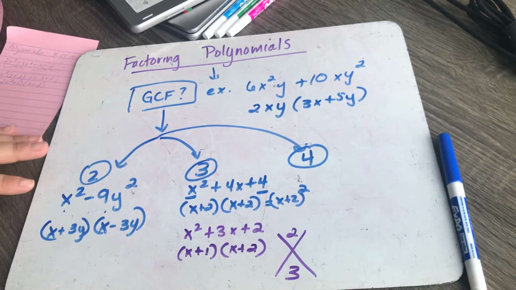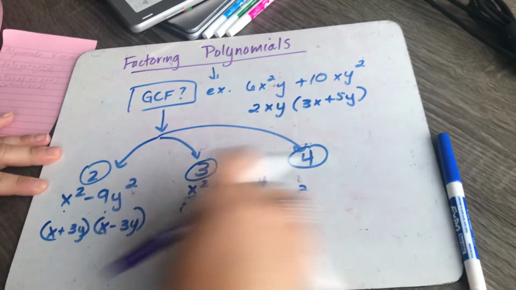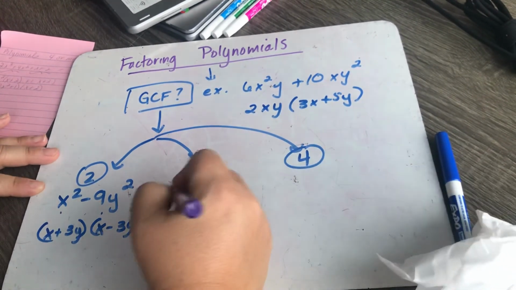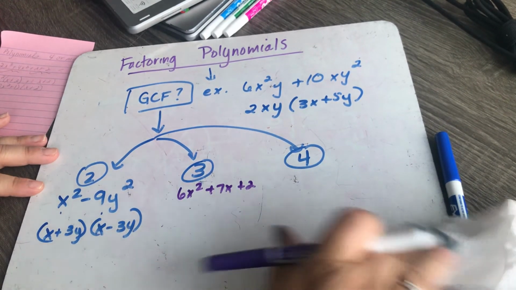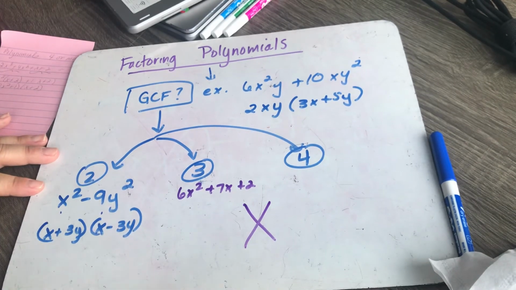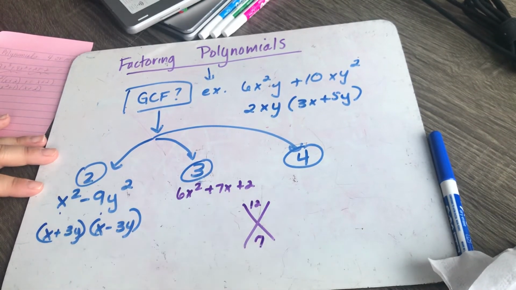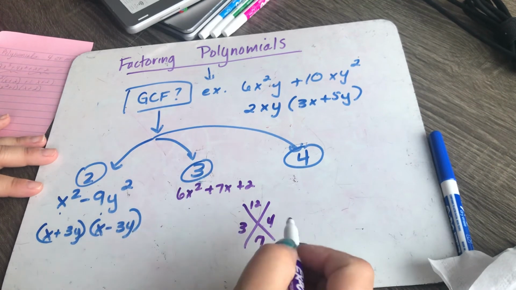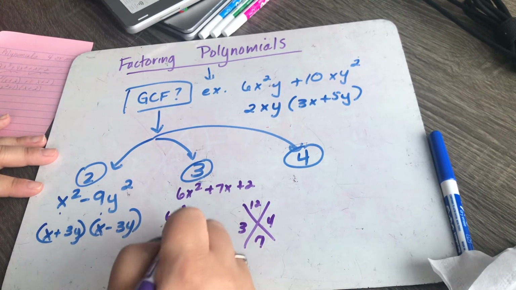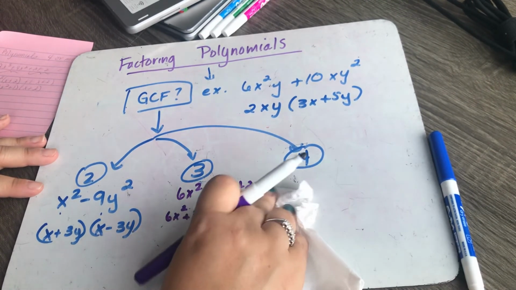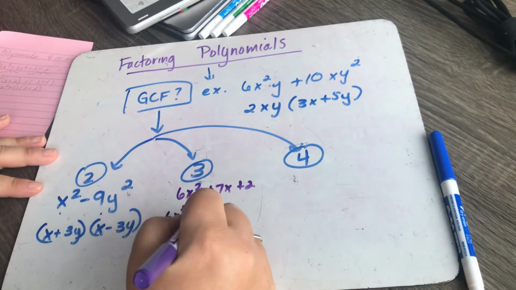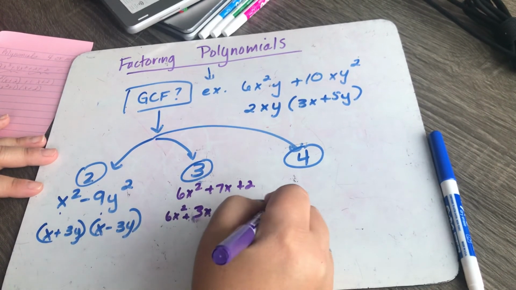And I'll give you one more trinomial. 6x squared plus 7x plus 2. So my diamond puzzle, 6 times 2 is 12. I have to make it add up to 7. So I have a 3 and I have a 4. So I have 6x squared plus 3x plus 4x plus 2.